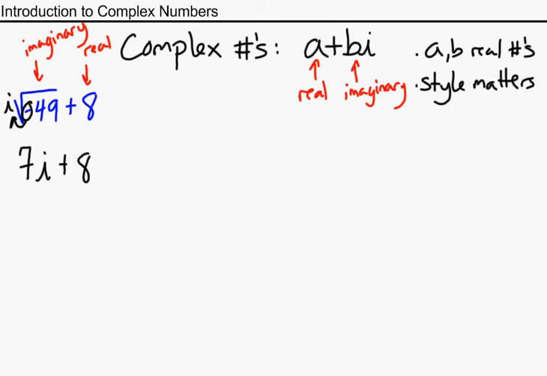And since every complex number has two parts to it that don't combine together, this will be my final answer once I put it into the right form, where the real part's first, which is the 8, and the plus 7i is second, the imaginary part. So that's my reduced complex number.